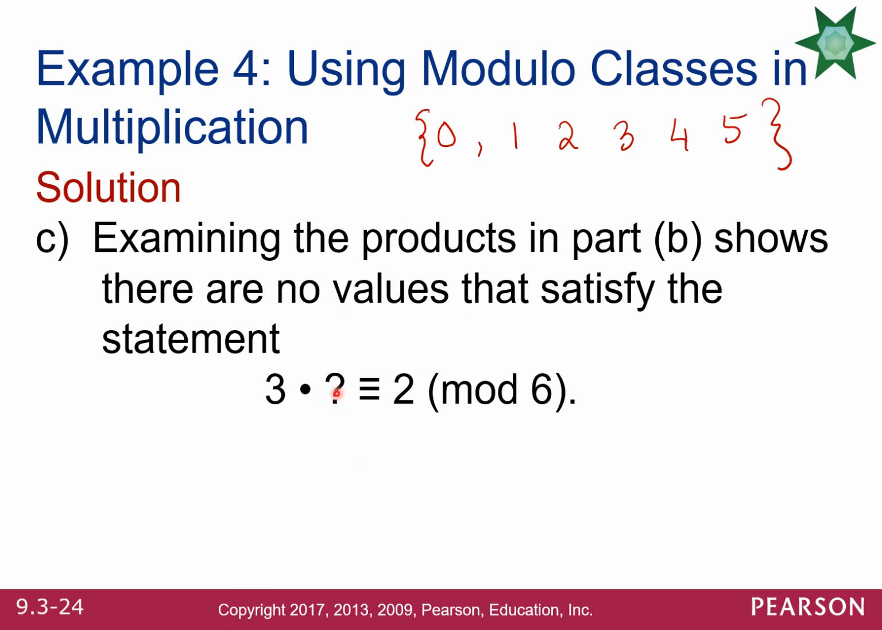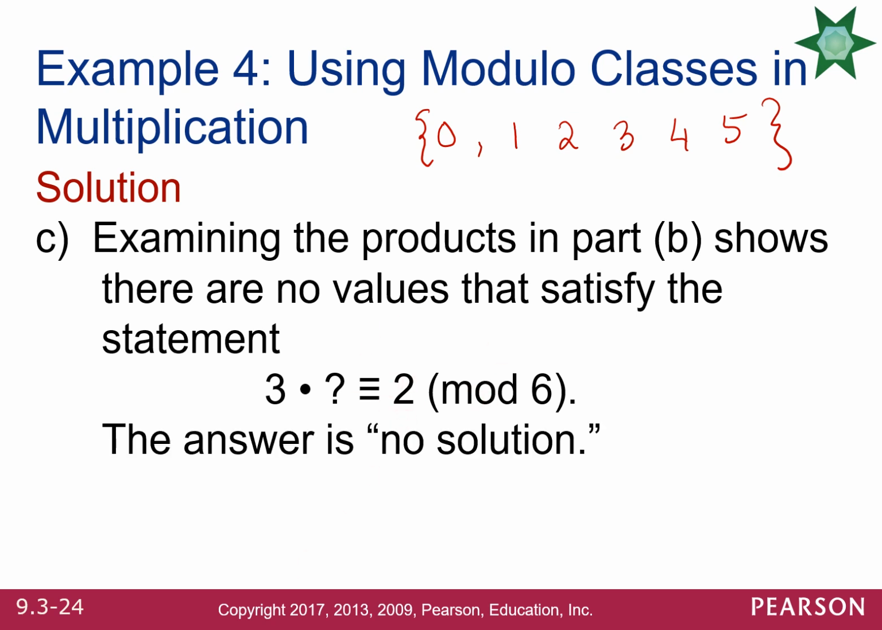And if you look back to all the tests we did with all these values up to 5, you will notice that the remainder was either a 0 or a 3. So none of these values gave us a remainder of 2. And because of that, the answer is that there's no solution for this problem. All right?